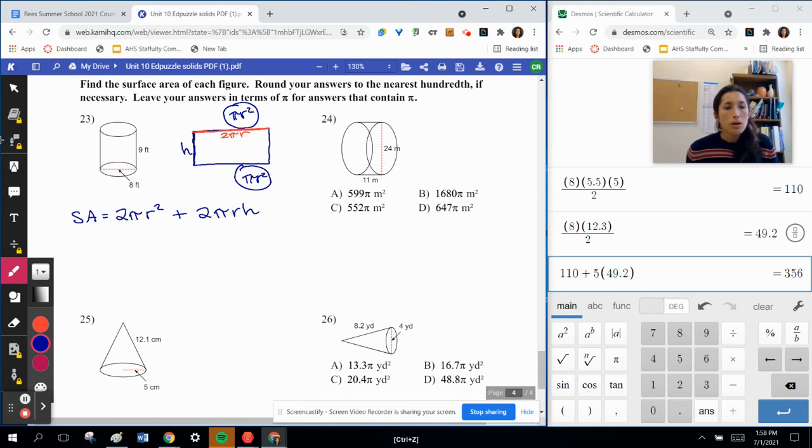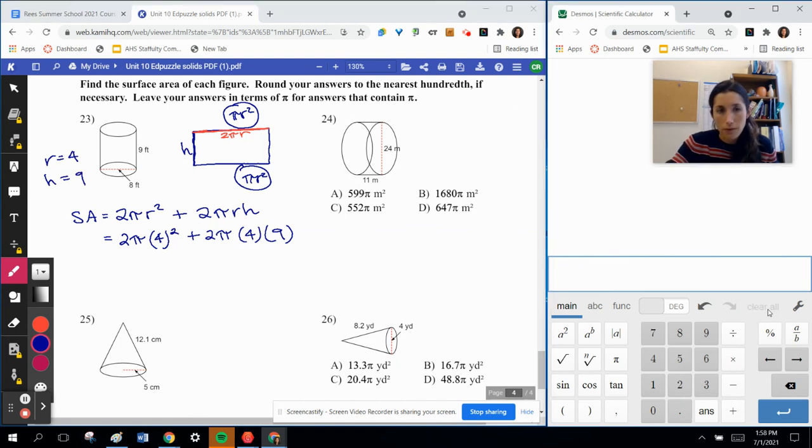Okay, so we're going to plug our information in here. Our radius is 4 because the diameter is 8, and our height is 9. So we've got 2 pi r squared, and then 2 pi r h. So our radius, we're plugging in 4, and our height, we're plugging in 9. And this one, we're leaving pi in our answer, so we're not multiplying it out. We don't need an approximation for that. So when I put this into the calculator, it's going to be 2. I'm not going to write pi because that would multiply it out by pi, and we don't want to do that.